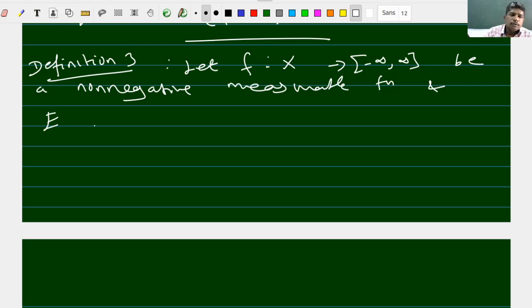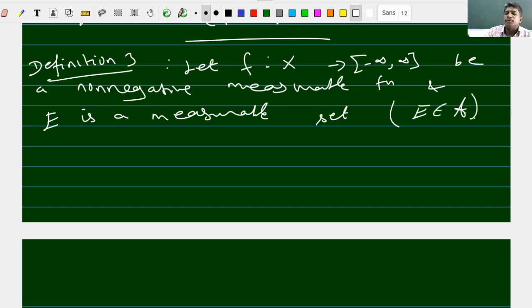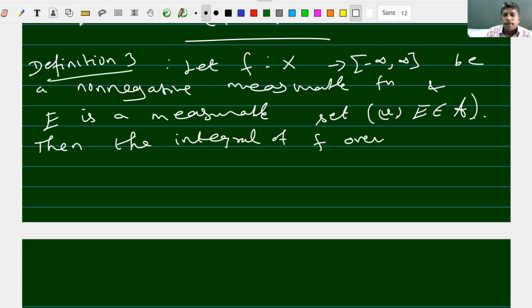And E is any measurable set. E is a measurable set. So a measurable set is simply a member of A, right? That is, members of A. Then define the integral of f over E with respect to the measure mu by the following: integral over E f d mu.